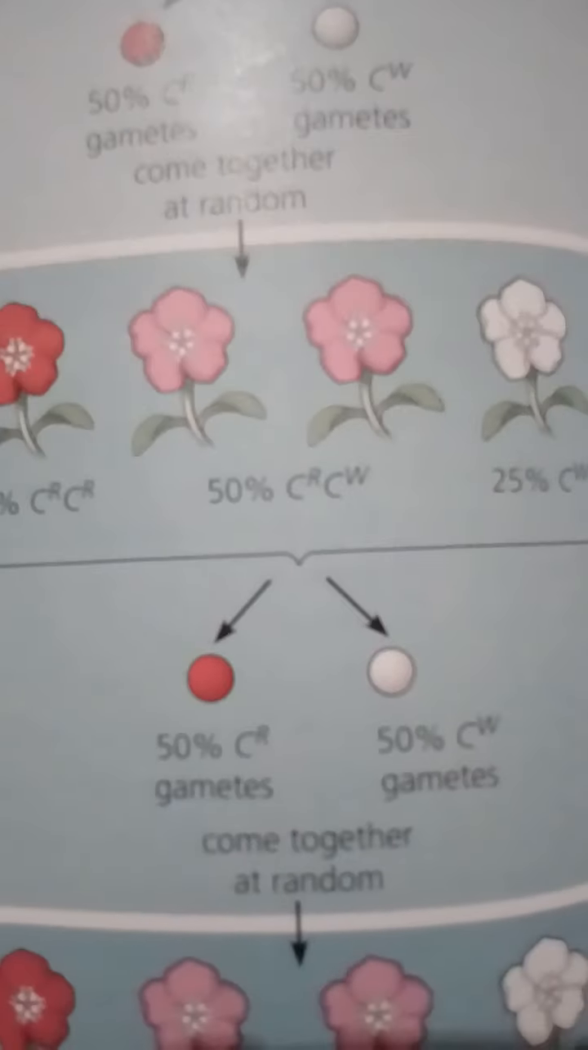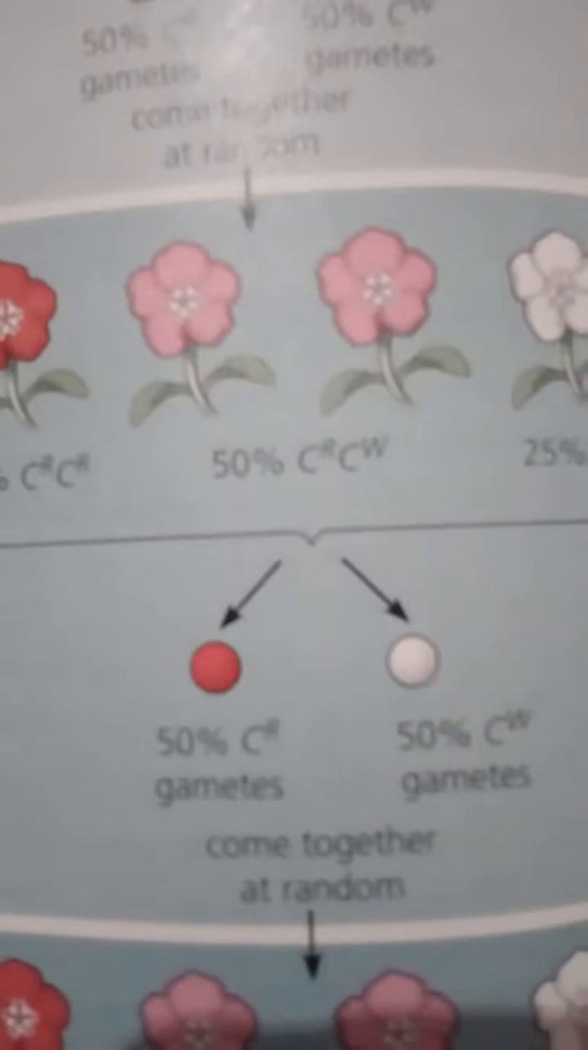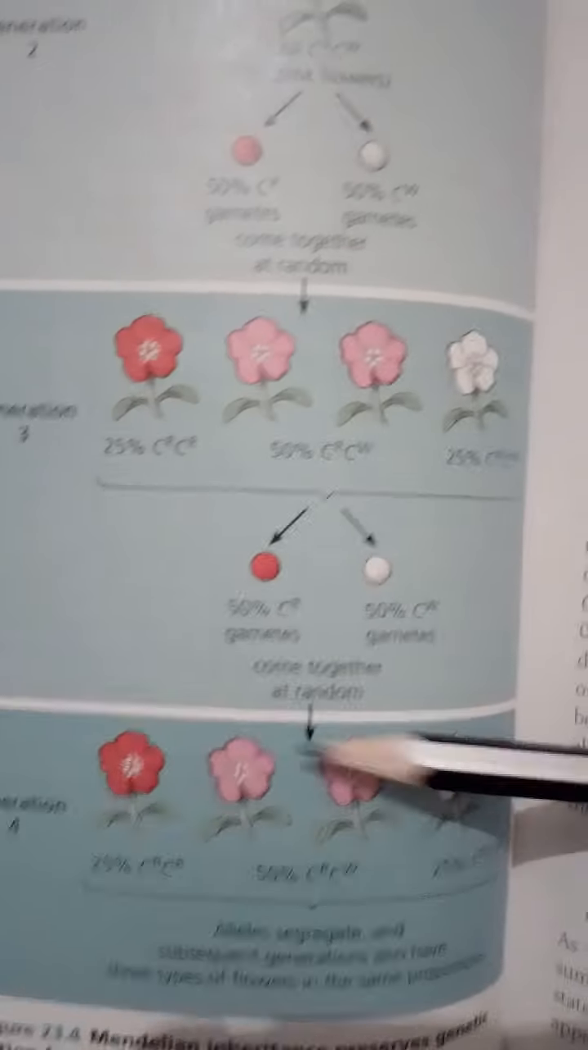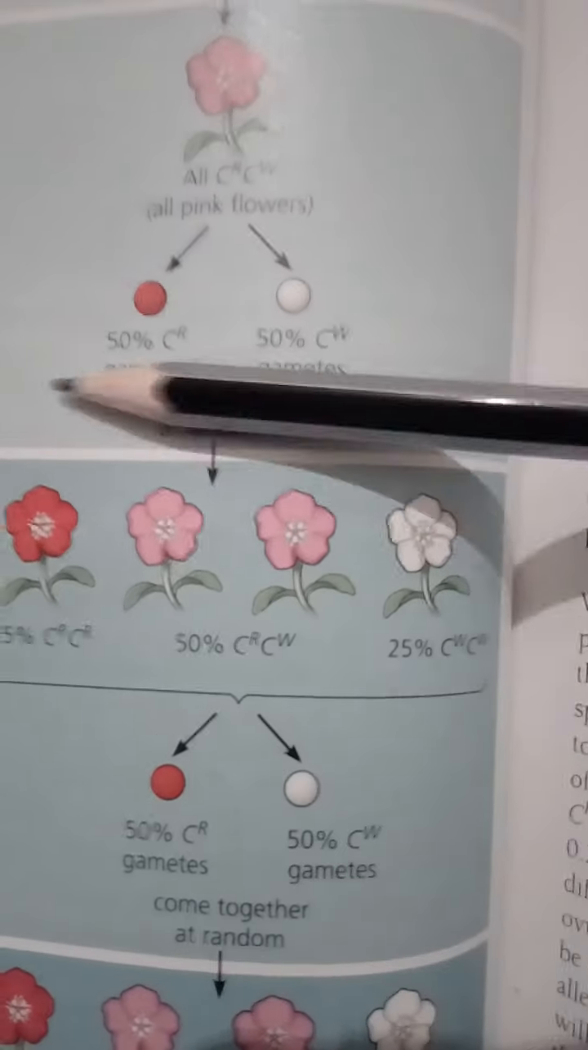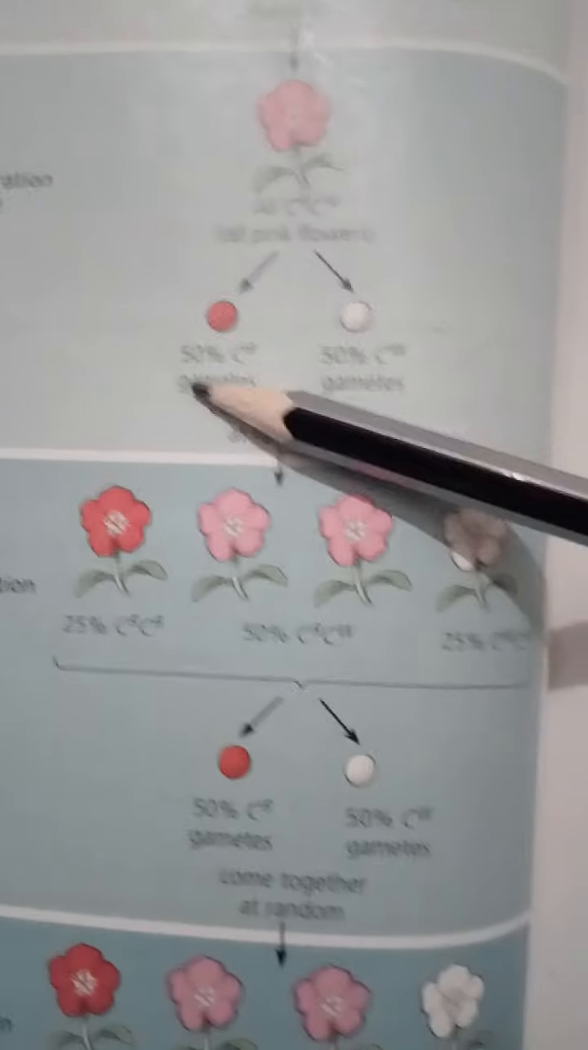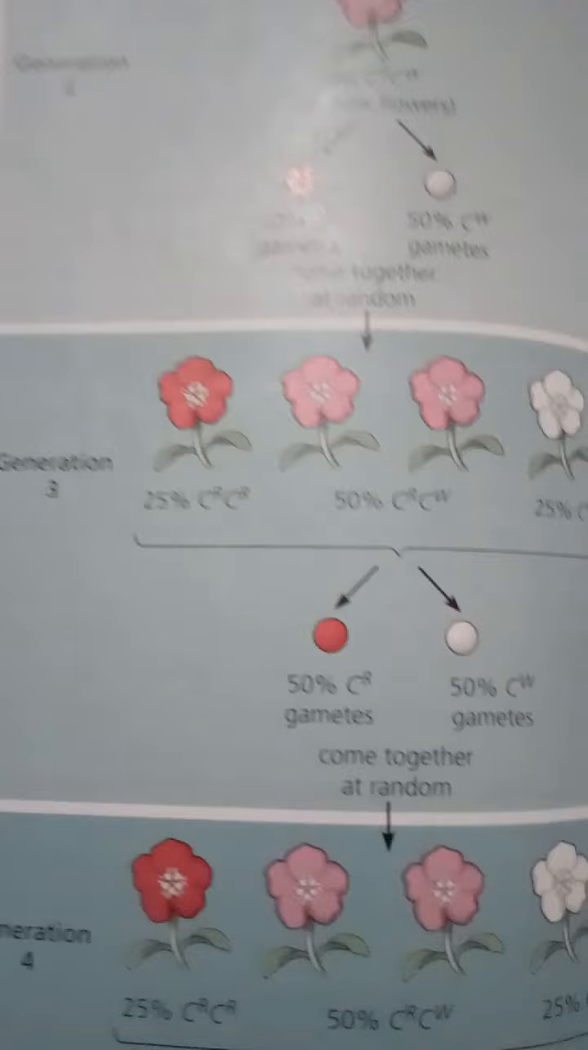The allele frequencies in all the gametes produced by the population will be the same as the original population, provided that gametes are contributed to the next generation at random. Allele frequencies will be unchanged. Notice that Mendelian inheritance preserves genetic variation from one generation to the next. Notice across generations 1, 2, 3, and 4 that the percentages stay the same. The allele frequencies will be unchanged.